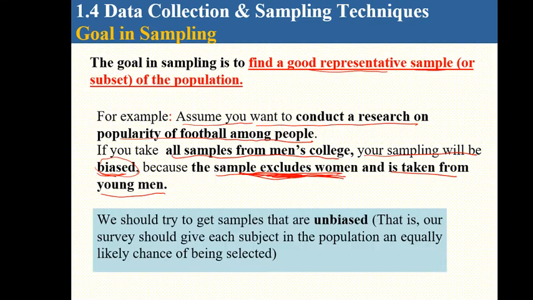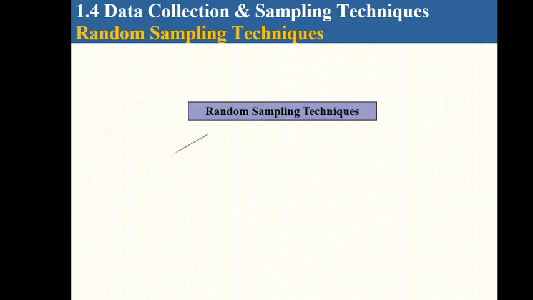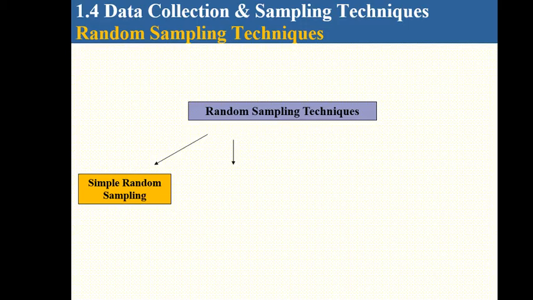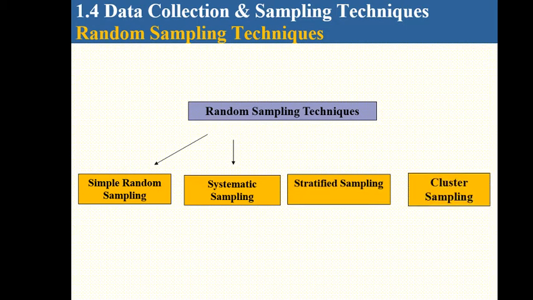So our goal is to do unbiased sampling. We should try to get samples that are unbiased. It means our survey should give each subject in the population an equally likely chance of being selected. After we make sure we satisfied all the conditions to make our sampling unbiased, we can use random sampling techniques, and these are simple random sampling, systematic sampling, stratified sampling, and cluster sampling. So these are the 4 basic random sampling techniques.